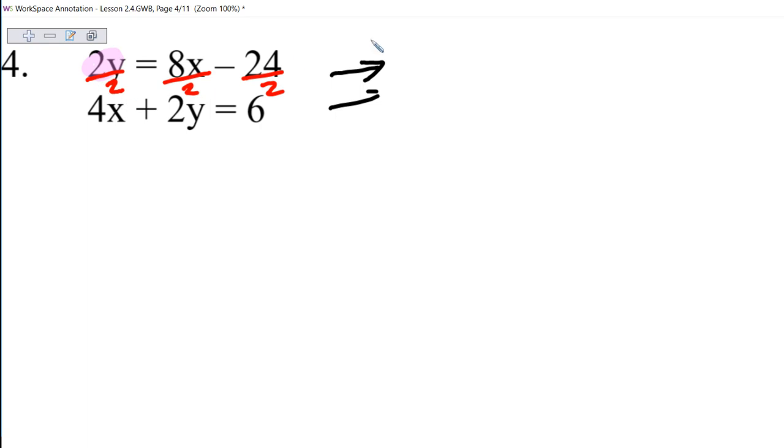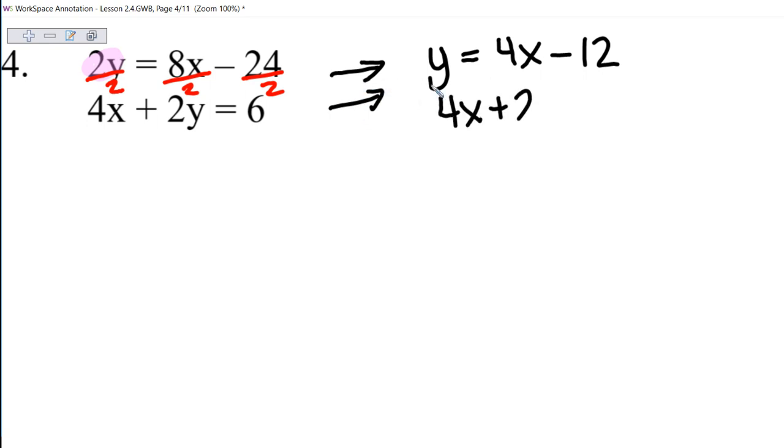So what's 2y divided by 2? Y. What is 8x divided by 2? 4x. Yeah, -24 divided by 2 is going to be -12. Bottom equation did not change, so I'm rewriting it as it's written on the page. Now it's in substitution form because now I have a variable by itself. So circle what y is equal to.